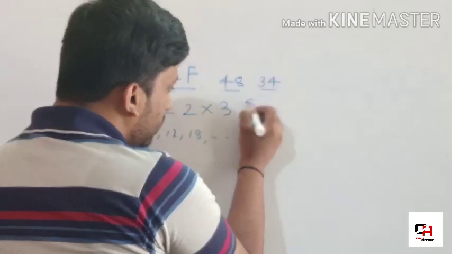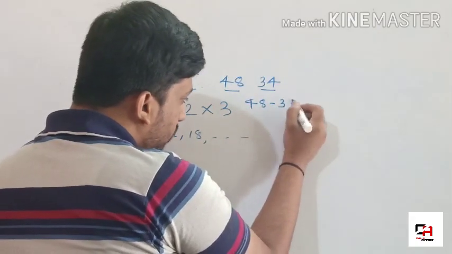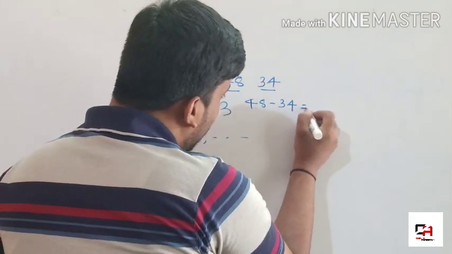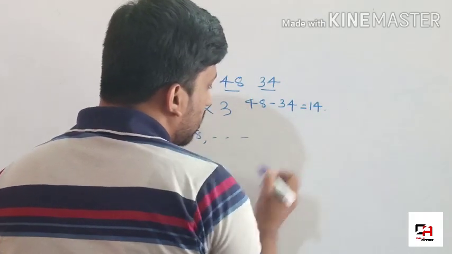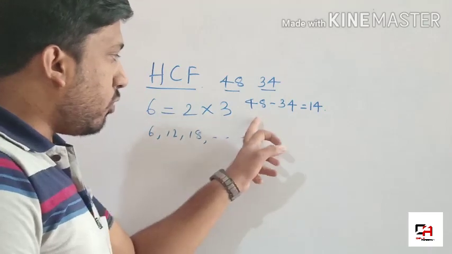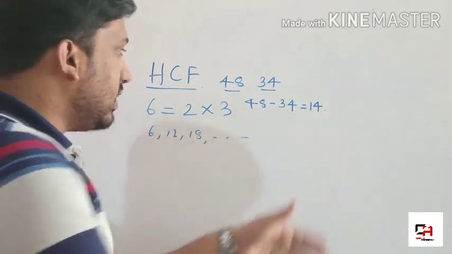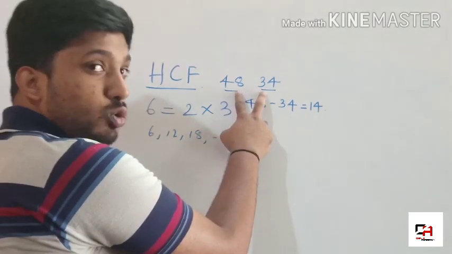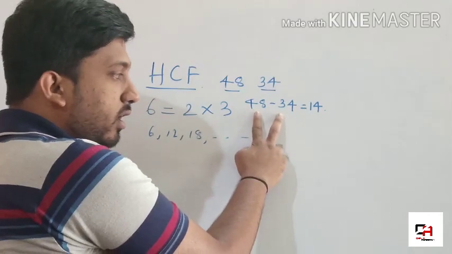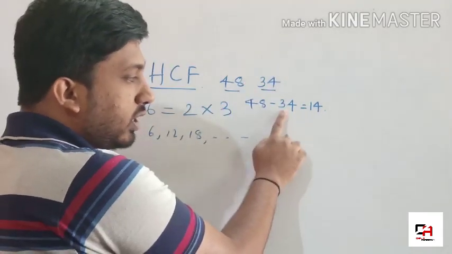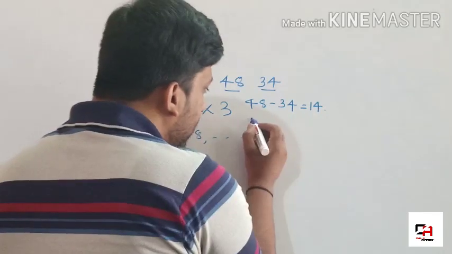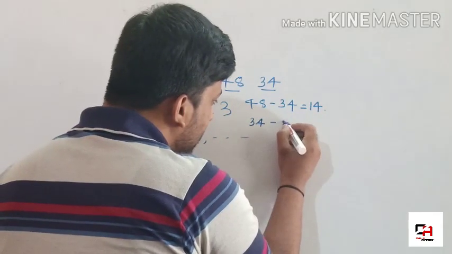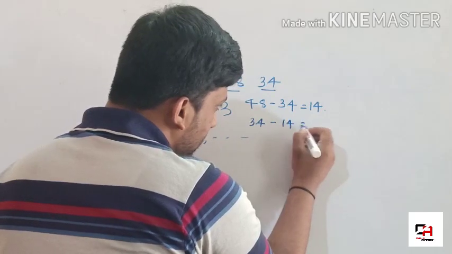Let me separate these two numbers: 48 minus 34. Now 48 minus 34 is 14. I just need to find the HCF for these two numbers, so I am just subtracting. Now avoid this 48 and observe 34 and 14. Which is greater? We have 34 as the greater number. Again, 34 minus 14 is equal to 20.